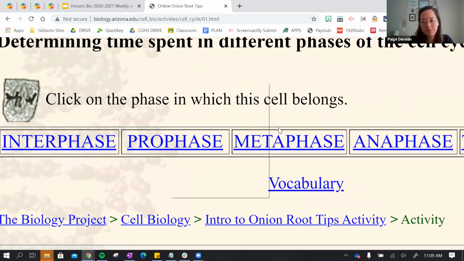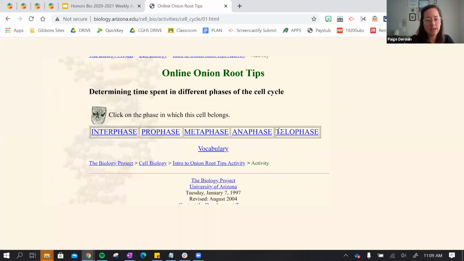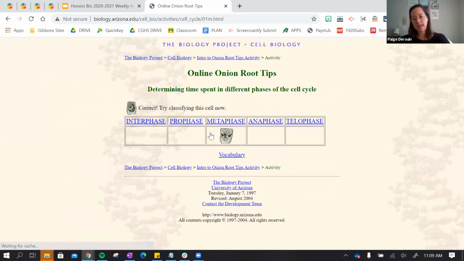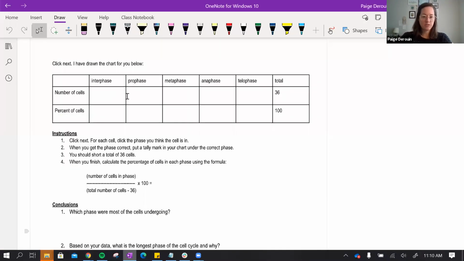So once you know where you think it goes, you click where it goes. If you're right, your cell will go under that spot. If you're wrong, it will say try again, and you'll have to try again. At the end, you're going to have all your cells lined up in the sections of the chart. There's 36 you need to do. Once you've done that, count up how many are in each column and write the number here. The total is 36. Then you need to calculate percent.